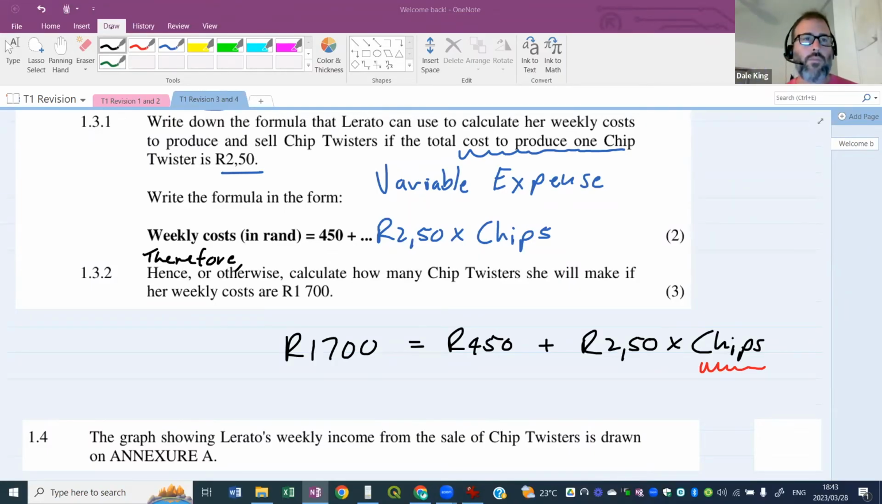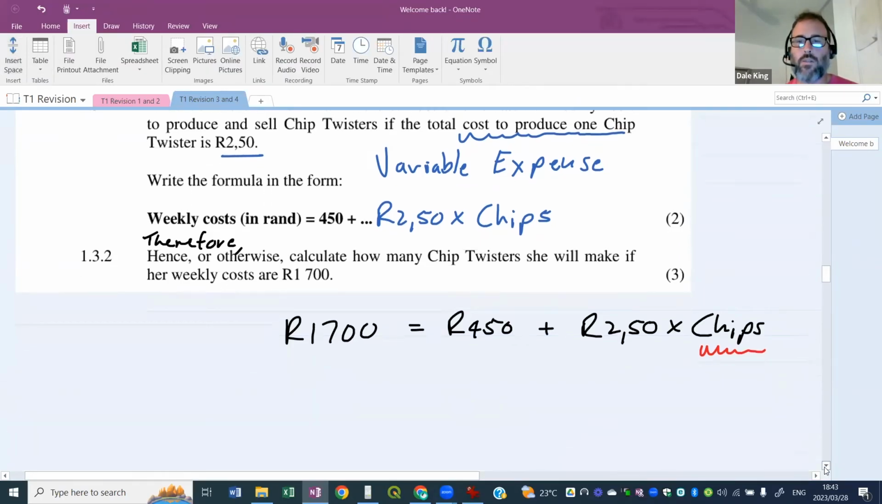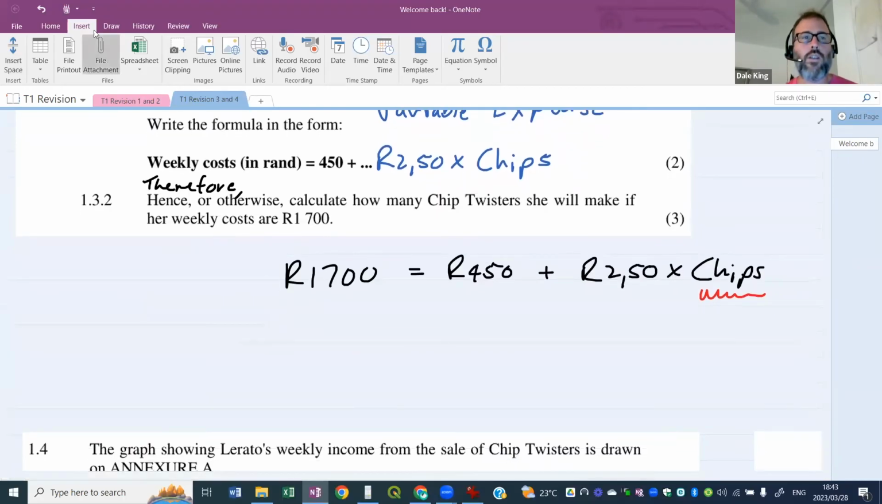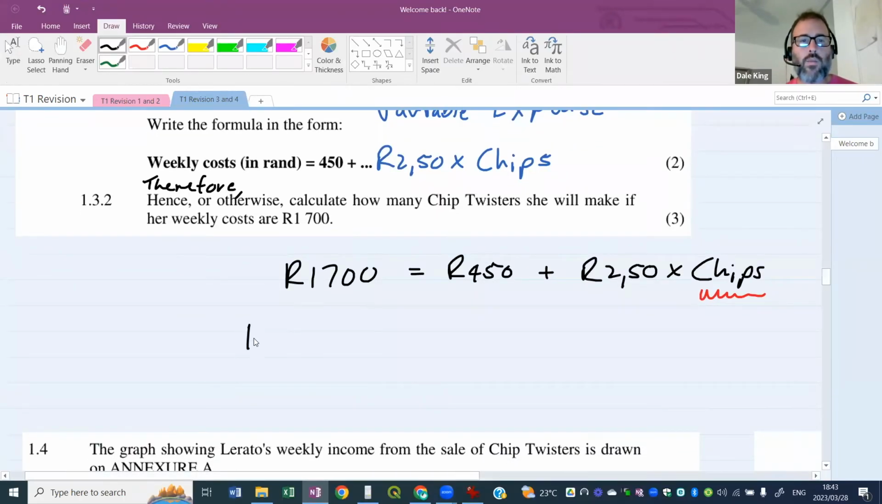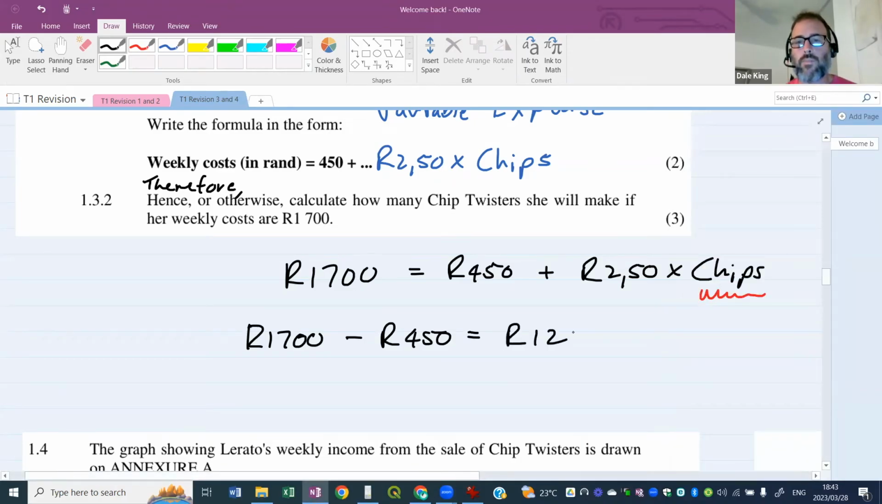Number 1, I need to create some space here. Number 1, subtract 450. Okay, so there's the formula. I'm going to take the 1,700 Rand and I'm going to subtract 450. Step 1. Get the calculator, let it do all the work for us. 1250. All right, now we've taken care of the fixed expenses.